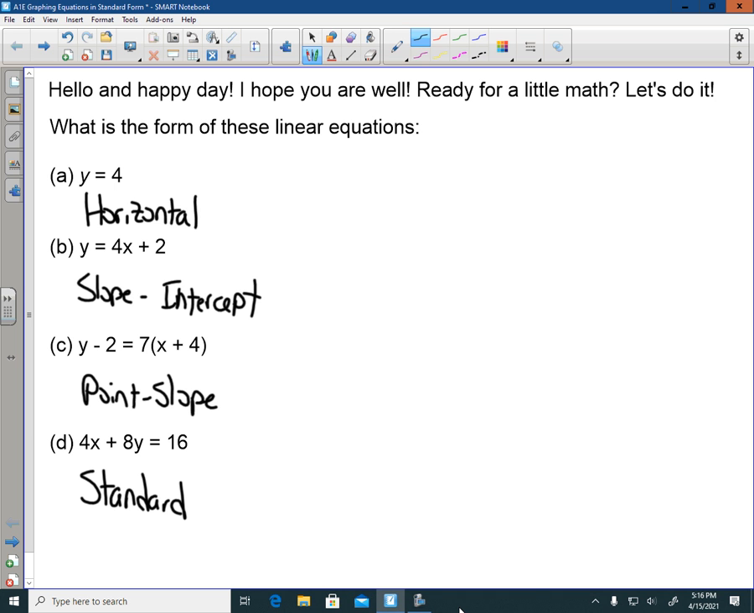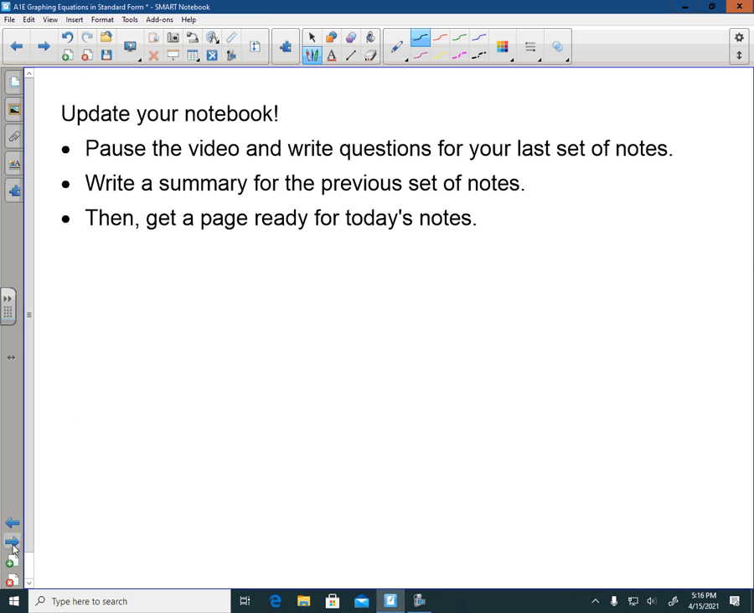We are going to be concentrating on this one and how we can take equations that are in standard form and use a little trick to graph the lines. All right, but before we get ahead of ourselves, let's get that notebook updated. Pause this video, write questions for your last set of notes, write a summary for the previous set of notes, and then get a page ready for today's notes.